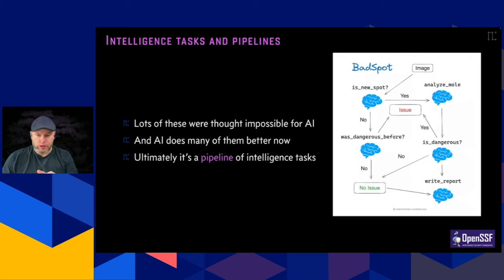So here's another flow for a different business. I call these pipelines, flow pipelines, intelligence task pipelines. And I think before too long, this is how we're going to look at business. We're going to look at business as a series of these, and AI is definitely going to look at business as a series of these.